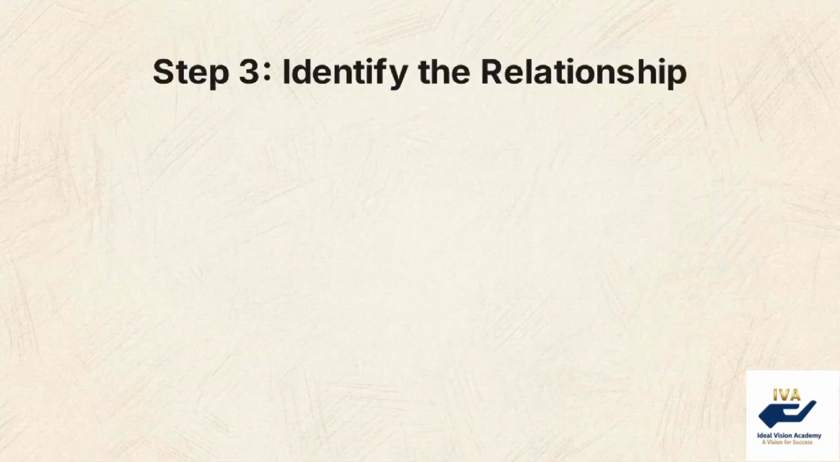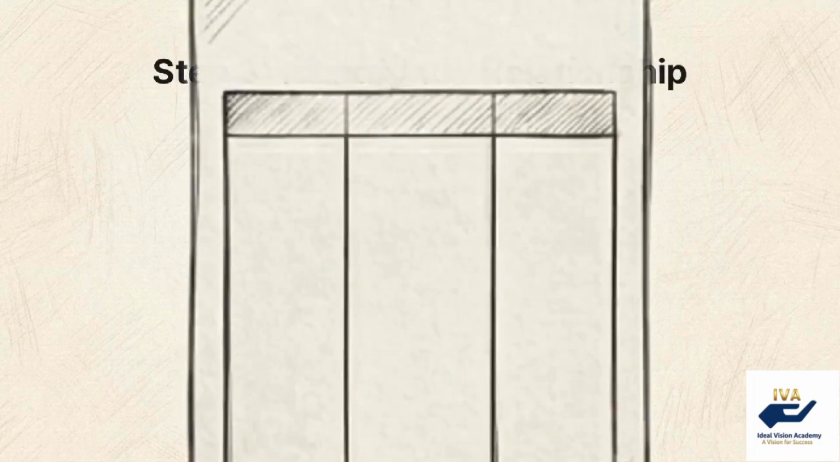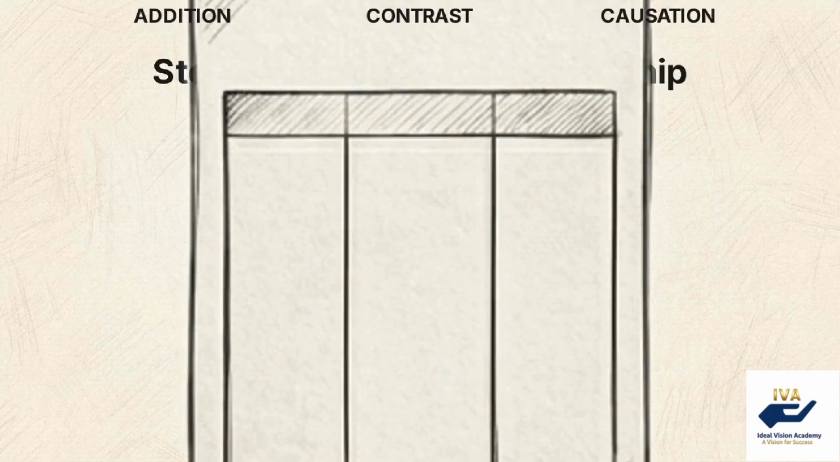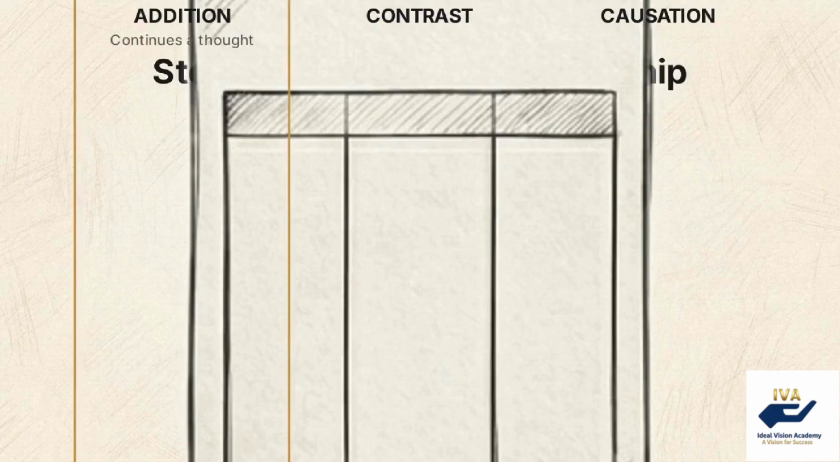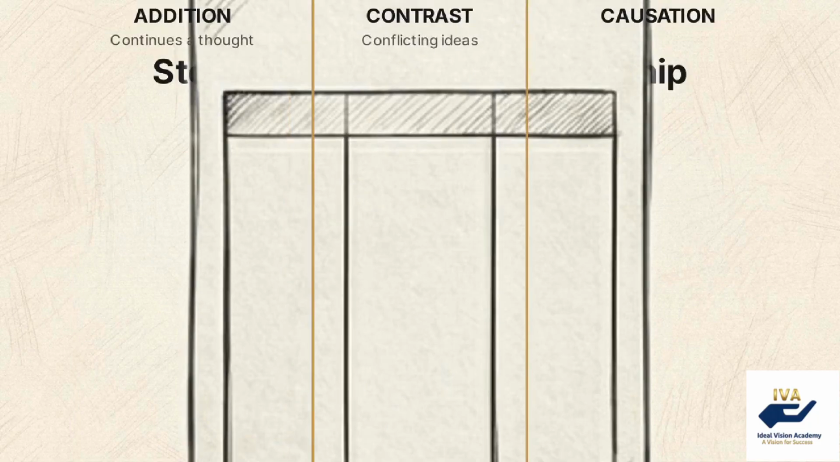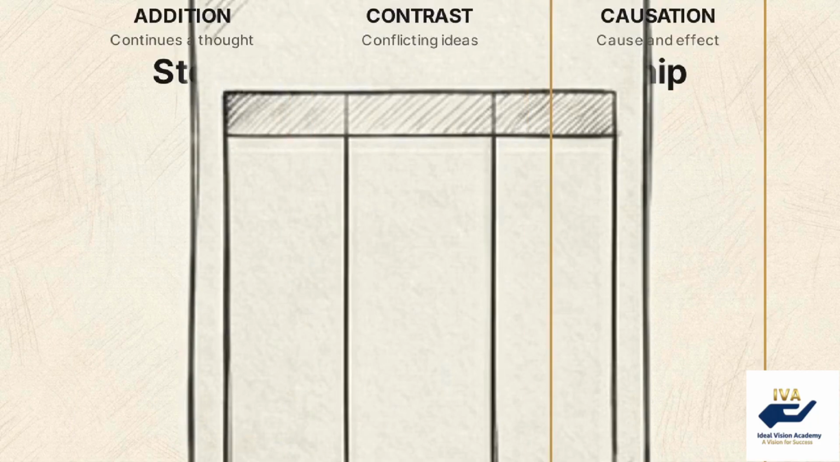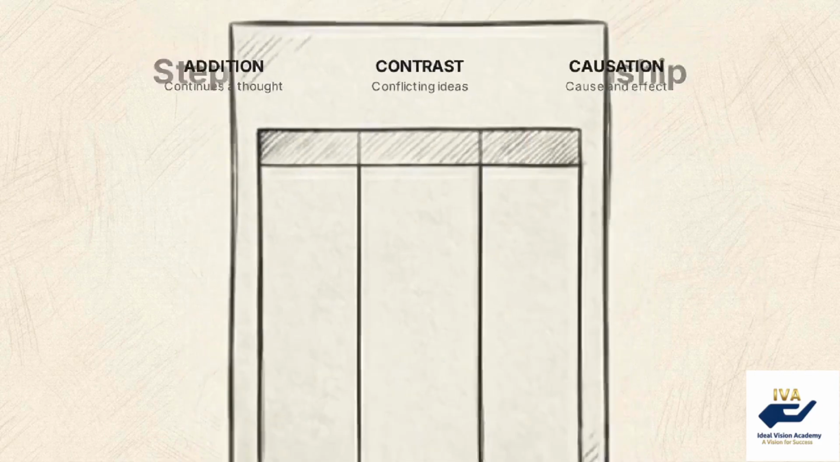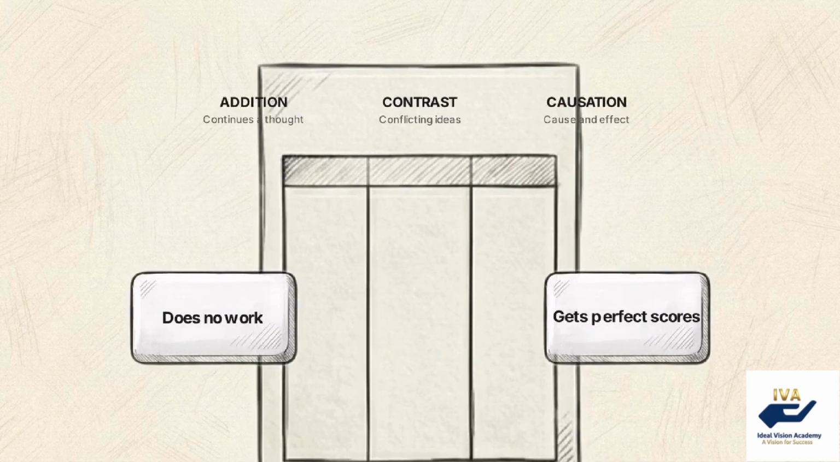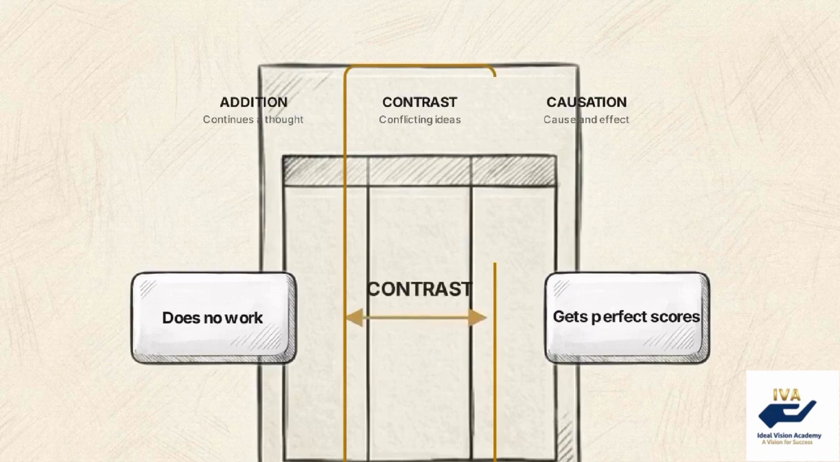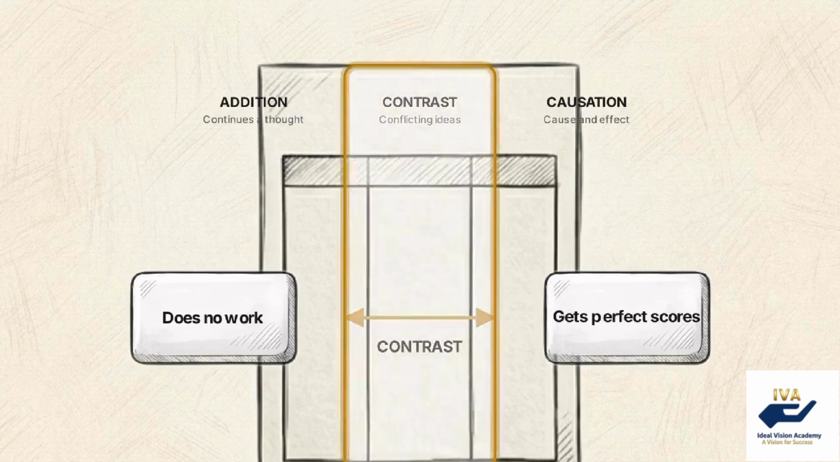Step 3 is to identify the relationship. Look at this reference card. Every transition on the SAT falls into one of three primary buckets. Addition continues a thought. Contrast introduces conflicting ideas. Causation shows a cause and effect. Getting perfect grades without studying represents conflicting information. Because the result contradicts the expectation, we know the required transition must be a contrast word.